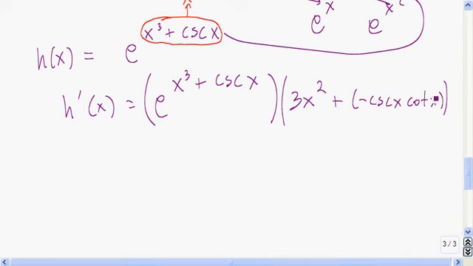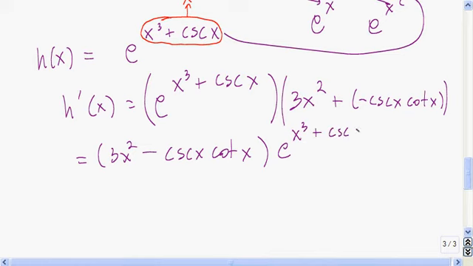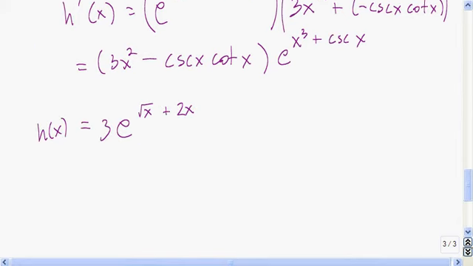So then I'll put this out front. We get 3x squared minus cosecant of x cotangent of x, times e raised to the x cubed plus the cosecant of x. Okay, I'm going to give you one last one to try on your own. Okay, so work on this one.